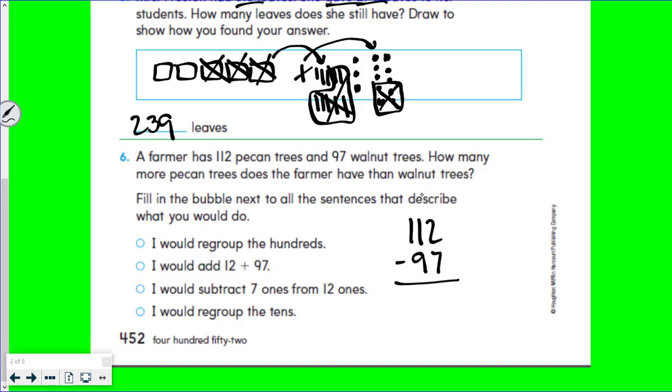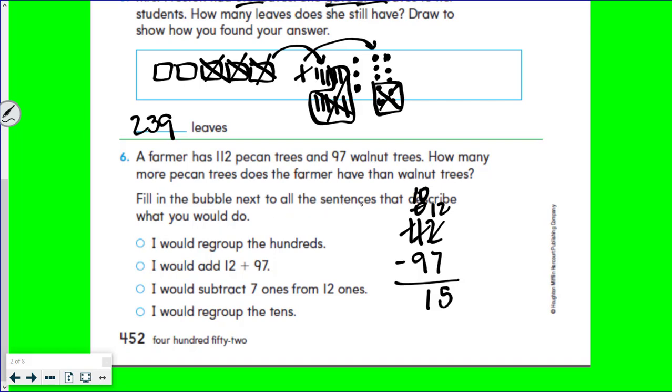So I set my problem up. 2 minus 7, can't do it, so I'm going to regroup. It becomes 12. So 12 minus 7 is 5. And then 0 minus 9, can't do it, so I got to regroup again. So this gets crossed out and becomes 10. 10 minus 9 is 1. Yep. And then no hundreds.